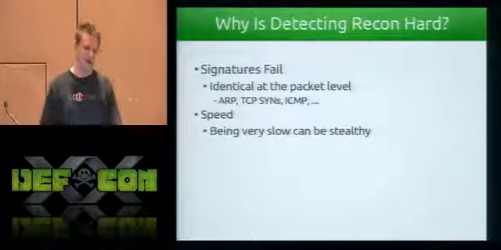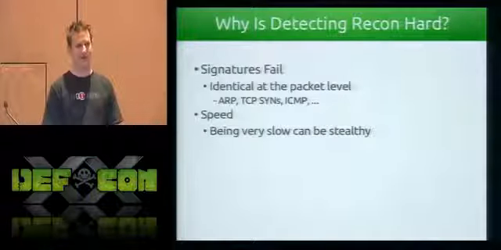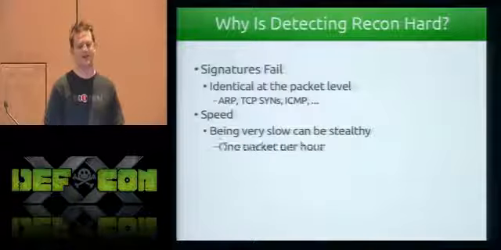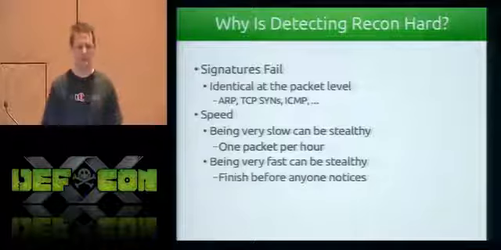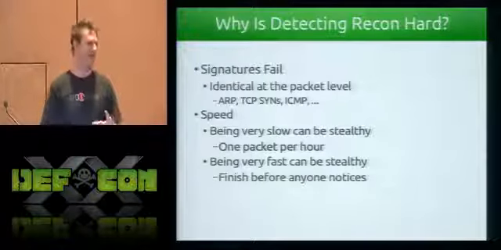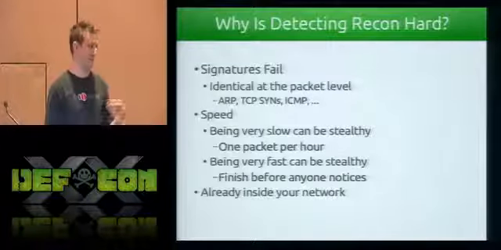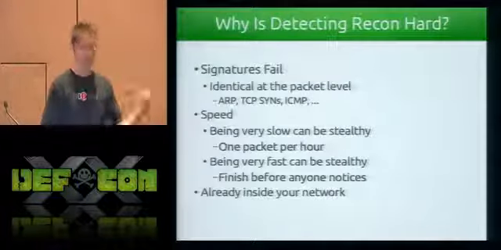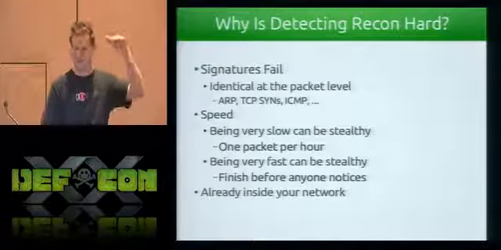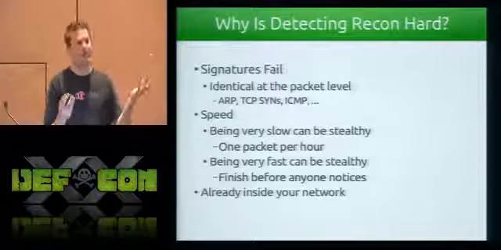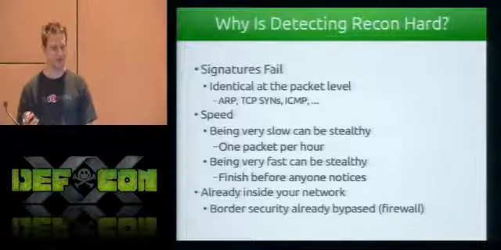Some other reasons it's hard is that speed is an issue, right? You can be really, really slow, and that can be stealthy. You can send a packet a day or something like that. Or you can be really, really fast and call that stealthy and just finish before anybody notices. There's not really any rhyme or reason. There's not any speed that reconnaissance has to be at. And also because the guy is already inside of your network, your border security is kind of completely pointless. Even if you did have some awesome signatures at the firewall at the top of your network, it just wouldn't be any good because it's not going through that machine. So your border security is already bypassed.